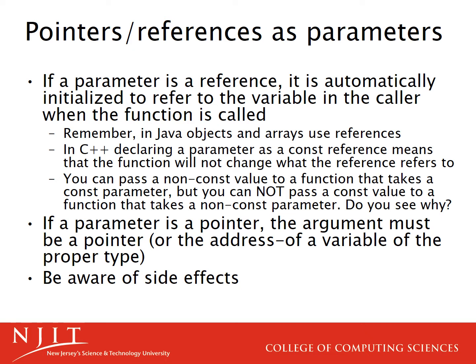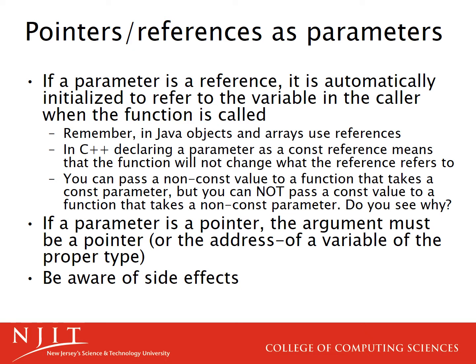Now, when you declare a parameter to be a const, that means that the function is not allowed to change what the reference refers to. So if I say that a particular function takes as a parameter a reference to a const int, you can dereference that reference and see the integer, but you can't change it. So that leaves us with this point here. You can pass a non-const value to a function that takes a const parameter, but you cannot pass a const value to a function that takes a non-const parameter.